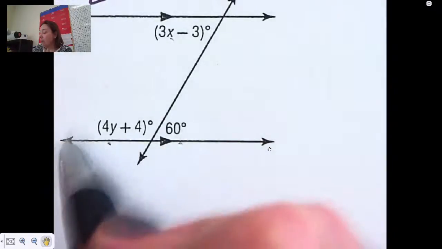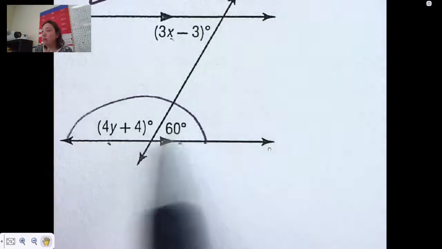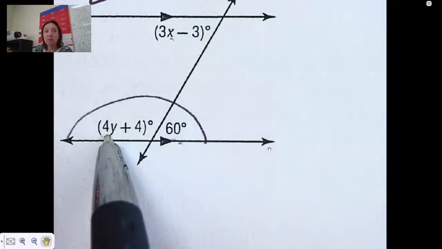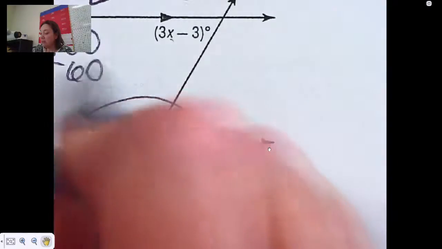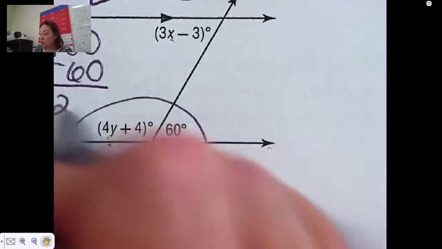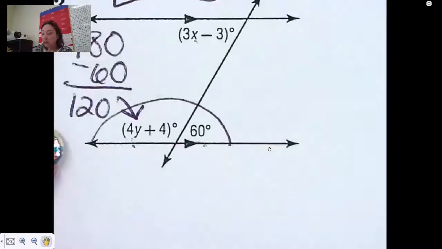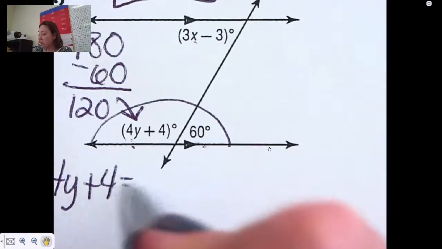So what do we know about these two angles right here? So if they're supplementary, aren't they? So if this one is 60, what's this one over here got to be? 120. And we get that by doing 180 minus 60 is 120. So this angle is 120, right? So we can set up an equation to say 4y plus 4 equals 120. And then we just solve that.